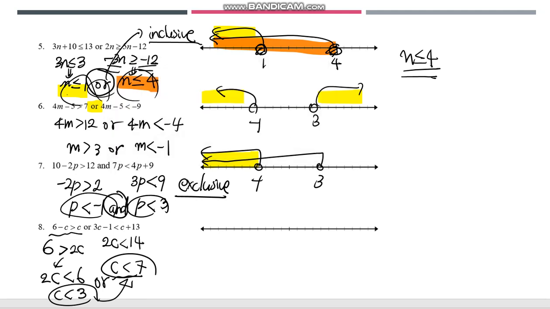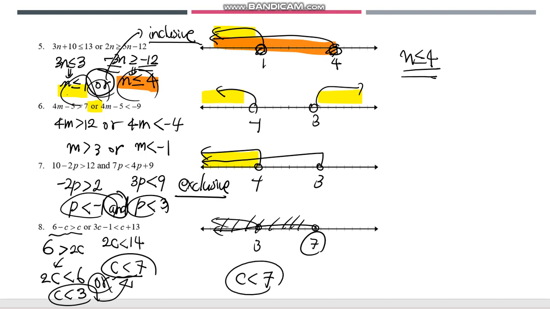It will fall into the bigger one. So 3 is right here, and then 7 is right here. Therefore, we are going for the whole territory. Therefore, the answer is c is greater than 7. And here the answer is p is less than -1. Okay? So, again, or is inclusive, so it includes everything.